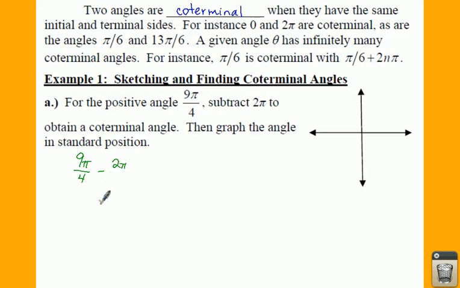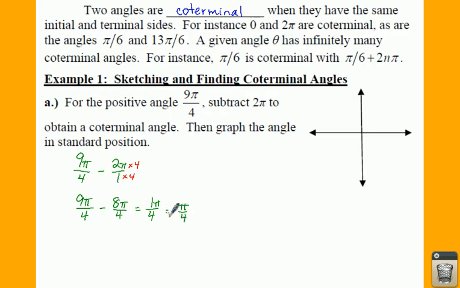So we're going to subtract 2 pi. Now when you subtract 2 pi, that's over 1, so you're going to need to multiply top and bottom by a 4 to get a common denominator. When you do that, you get 9 pi over 4 minus 8 pi over 4, which gives you 9 minus 8 is 1, so 1/4 pi, or the same thing as pi over 4.